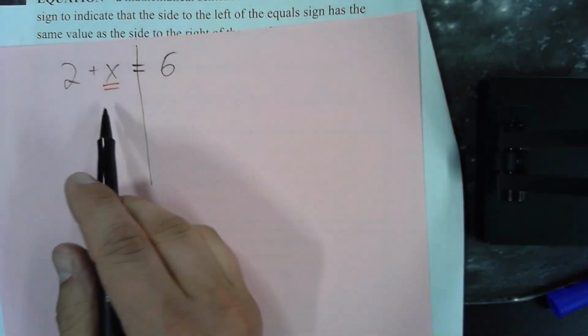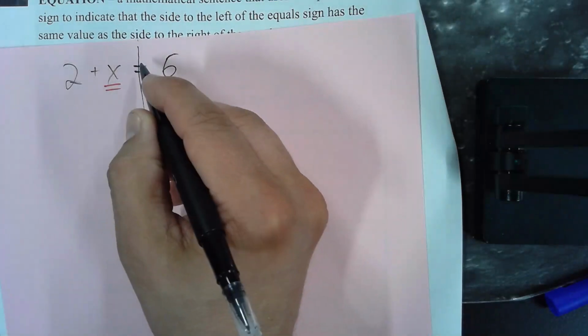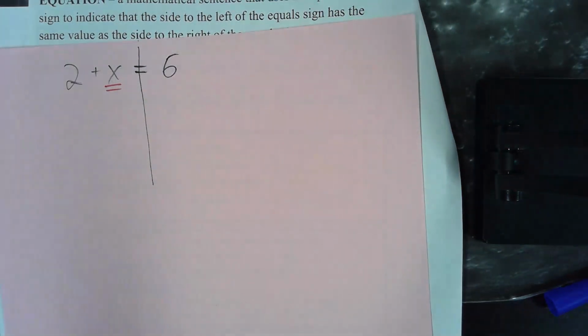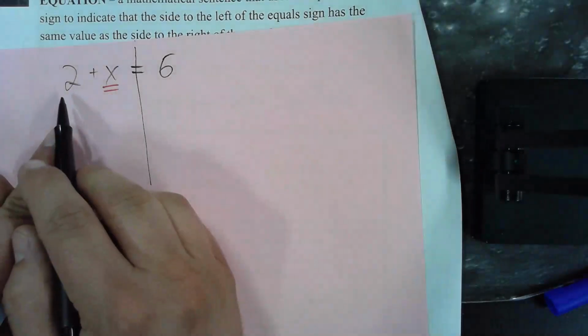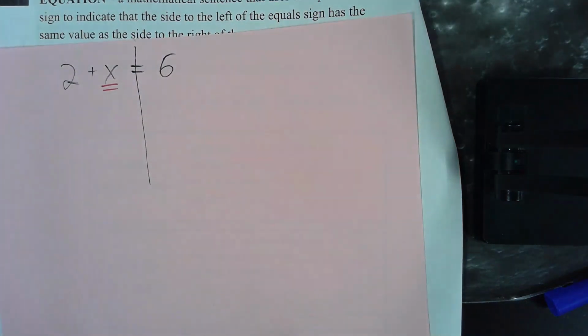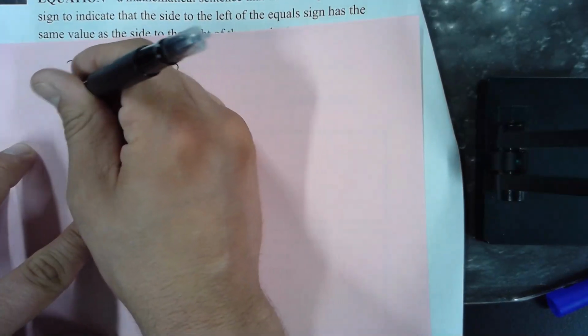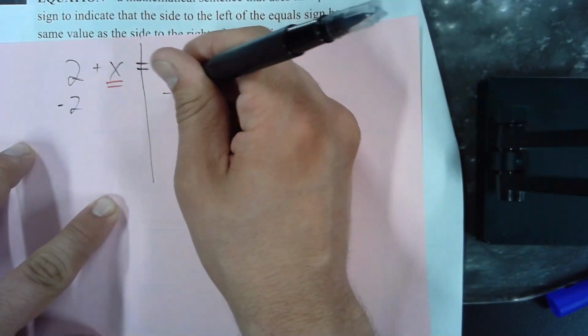So 2 plus x equals 6. Here's my equal sign. I have to keep my equal sign balanced, which means if I do something to the left side, I have to do the same thing to the right side. So if 2 is added to x, what's the opposite of addition? Subtraction. So I'm going to subtract 2 from both sides of this equation.